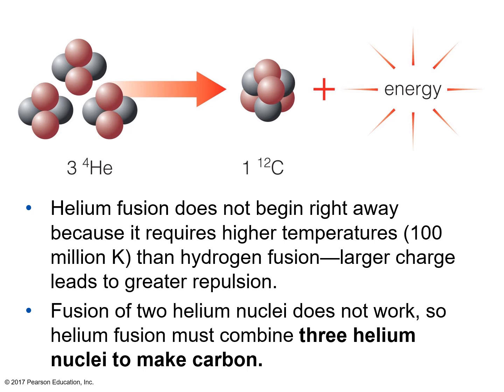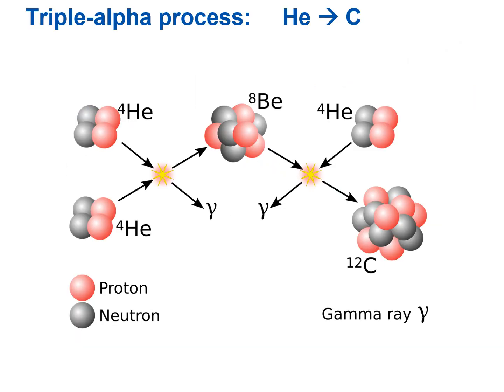You can see in the picture up above, it's showing 3 helium nuclei becoming 1 carbon nucleus plus energy. Fusion of 2 helium nuclei does not work, so helium fusion must combine 3 helium nuclei to make carbon. Now, there's a bit more complication to it than what I said in the last screen. It sort of works. Let me show you this. It's actually what's called the triple alpha process. And it's just broken down into more detail what I showed on the previous screen.